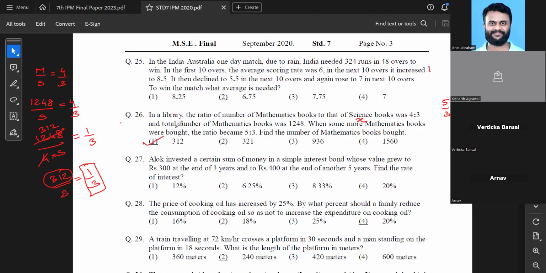So that's it. So this was a simple technique. I repeat the simple technique. The difference between the ratios 4 by 3 and 5 by 3 is basically 1 by 3. So all we have to do is find how much is the math value when the ratio is 1 by 3. As simple as that. So that's what I've done over here. I just found the math value when the ratio is 1 by 3. So I don't care how much is science value.